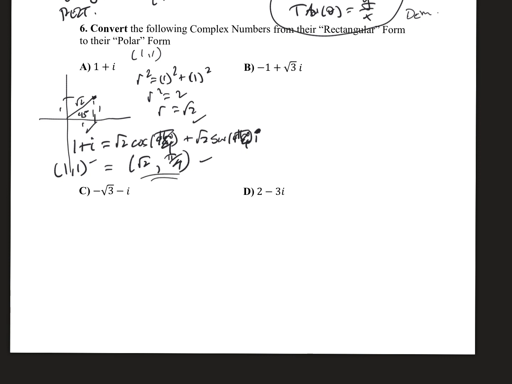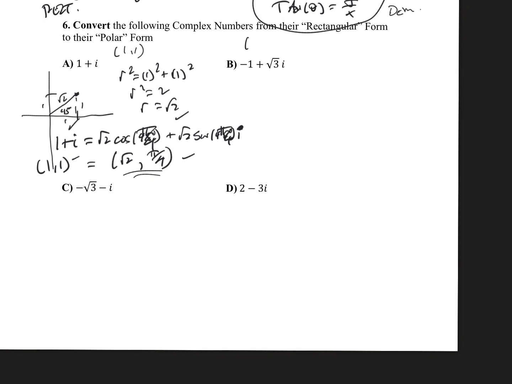So the next one, we're talking about the ordered pair negative 1 comma square root of 3. So that's rectangular.